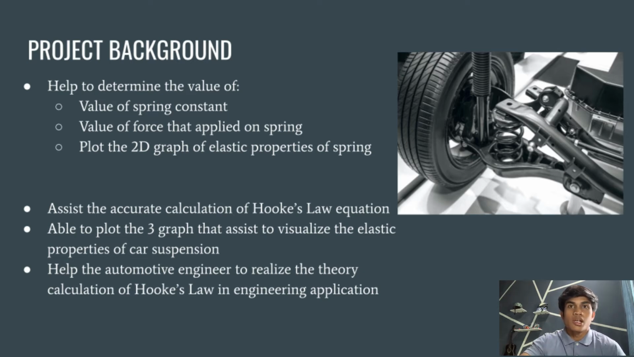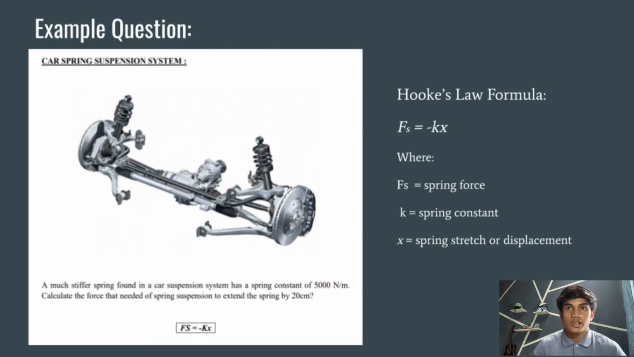The next part is the example question. In this question, we need to calculate the force needed for a spring to extend its length by 20 centimeters. So, we can apply the Hooke's law formula, which is Fs equals negative Ks, where Fs is the spring force, K is the spring constant, and s is the spring displacement. So we just substitute the data into the equation.